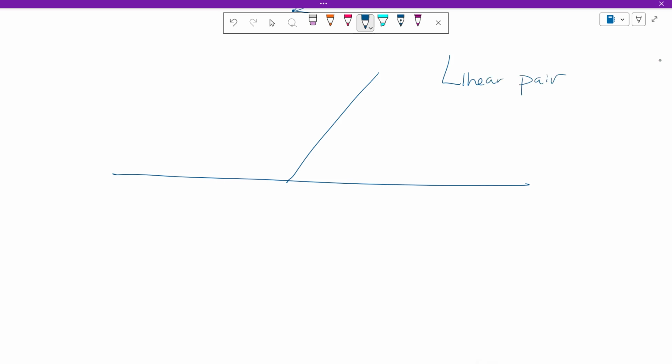So if this is a linear pair and this is 67 degrees, what is this? This is what you'll get asked today. Well, how many degrees is a linear pair? 180, because it makes a straight line. So what do you do with your calculator? 180 minus 67. 180 minus 67, which is 113. Or is it 123? No, it's 113. 113. Okay? All right.